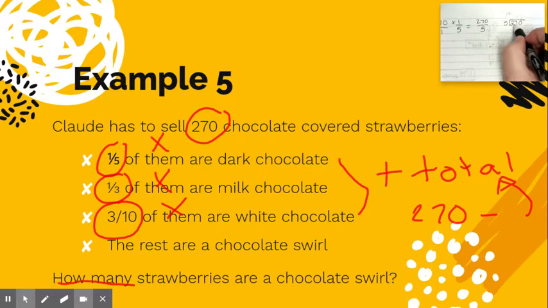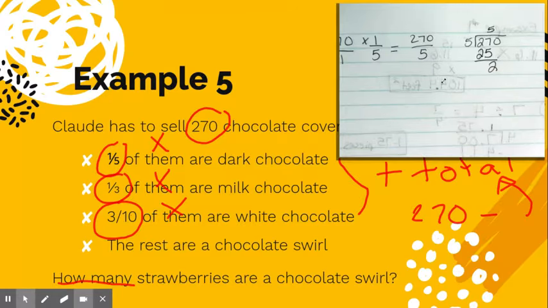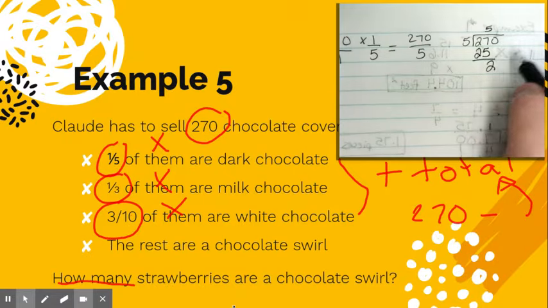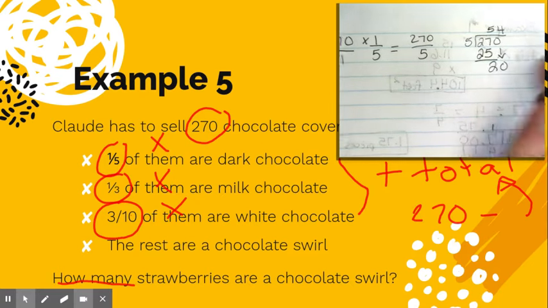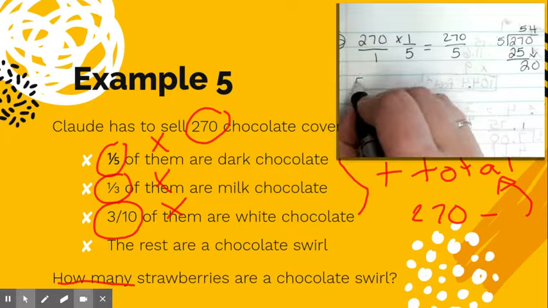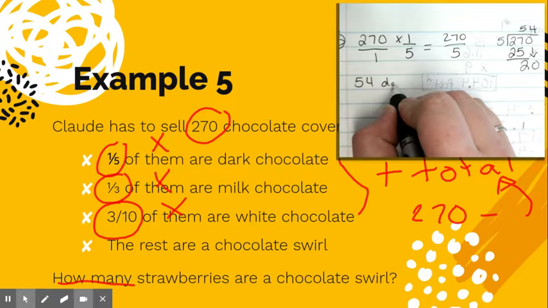So 5 goes into 270. 5 goes into 27 5 times. That's 25. 2. Ooh, I forgot to make it bigger for you guys. I'm sorry. There we go. And then we bring down the 0. 5 goes into 20 4 times. So that means 54 are dark chocolate.